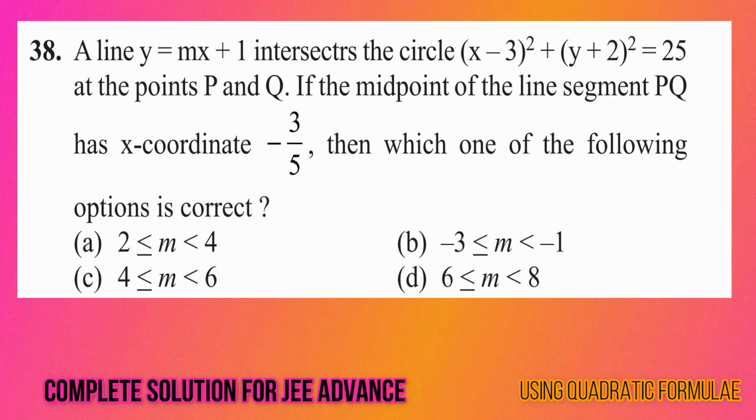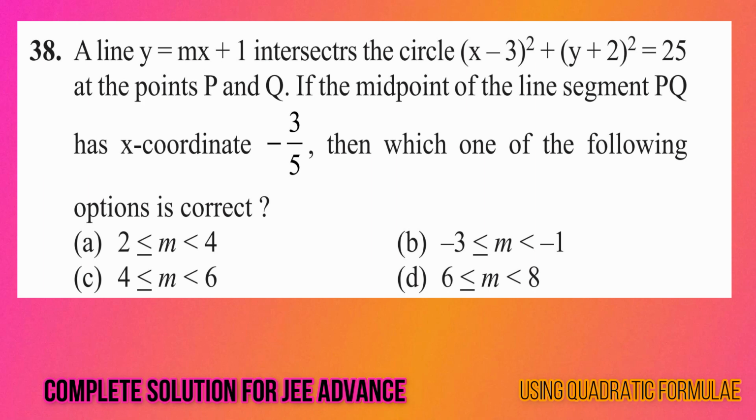The value for m in our first option is: m lies between 2 less than or equal to m, strictly less than 4. That means in the first interval, 2 is included and 4 is excluded. Option B says m lies between negative 3 and 1, so negative 3 is included and 1 is excluded. Option C is 4 less than or equal to m strictly less than 6, and option D is 6 less than or equal to m strictly less than 8. These are the intervals for m.